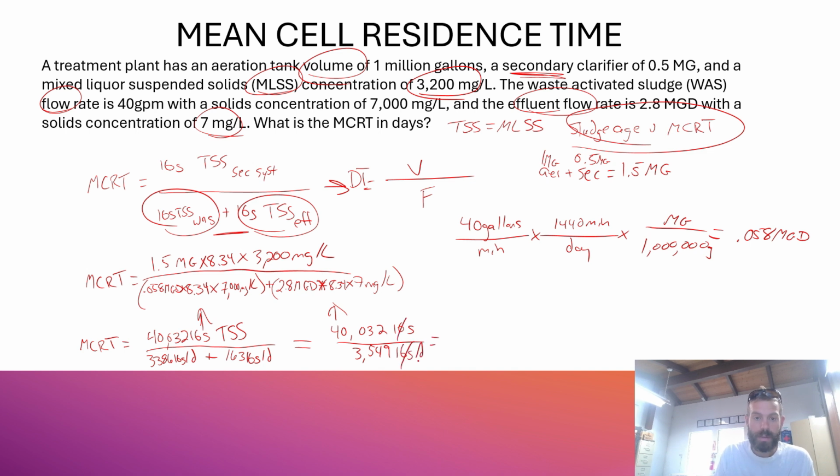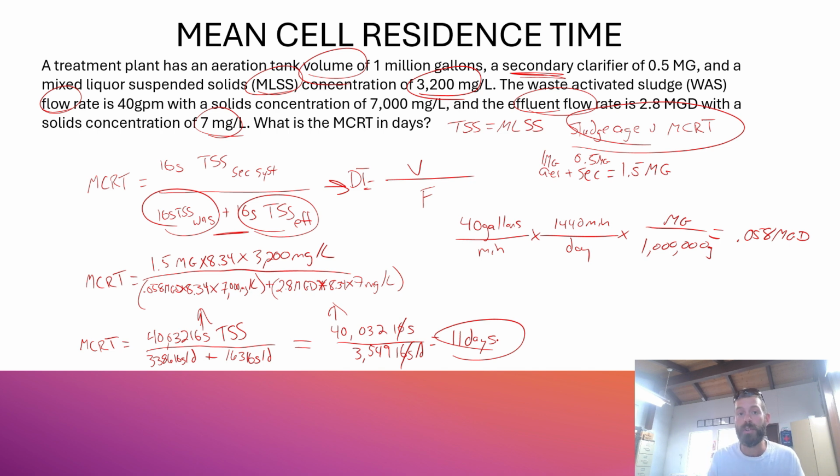Pounds cancel out. 40,032 divided by 3,549 gives me 11.27. I'll call it 11 days. I'm probably nitrifying. This is probably a BNR plant. Okay? 11 days MCRT. That is how you solve it.